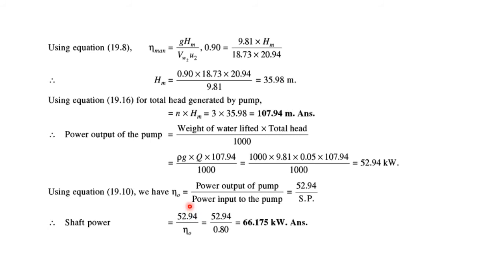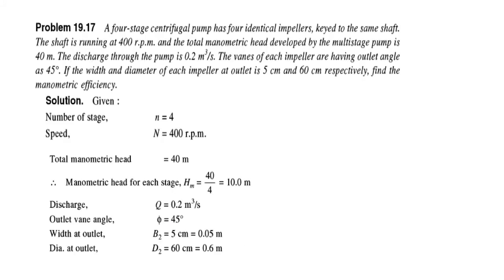But overall efficiency of the pump is equal to power output of the pump upon power input to the pump. So power output of the pump is 52.94 kilowatts and power input means shaft power. So shaft power can be calculated by this relation, that is 52.94 upon overall efficiency, that comes 66.175 kilowatts.